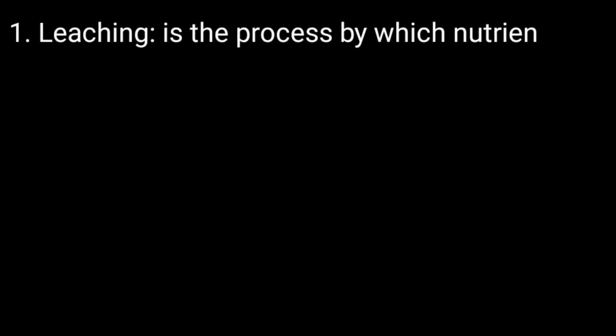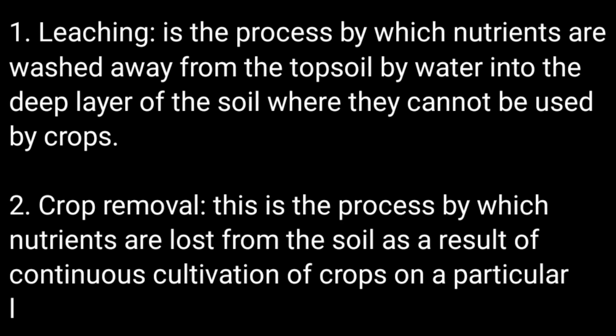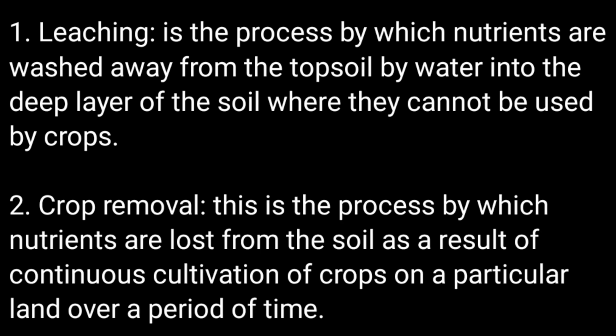Number one, leaching. Leaching is the process by which nutrients are washed away from the topsoil by water into the deep layer of the soil where they cannot be used by crops. Let us look at crop removal. This is the process by which nutrients are lost from the soil as a result of continuous cultivation of crops on a particular land for a period of time.